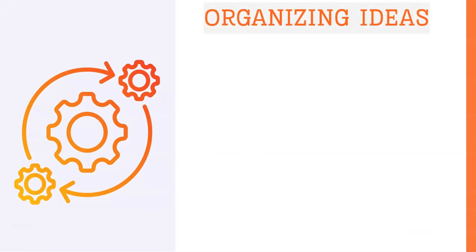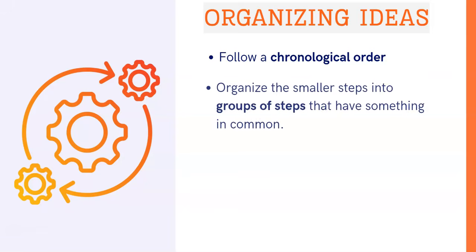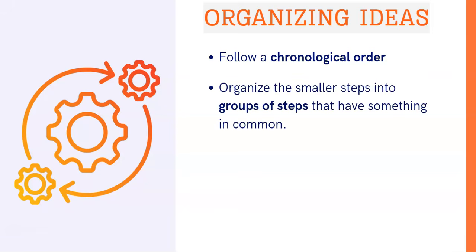As always, when we have to write essays, one important part of it is to know how to organize our ideas. In a process essay, usually we follow a chronological order, obviously because we need to talk about the steps, what happens first, next, after, and finally until we achieve the goal. Therefore, we organize the smaller steps into groups of steps that have something in common. This is the most effective approach. I will show you later in the example.